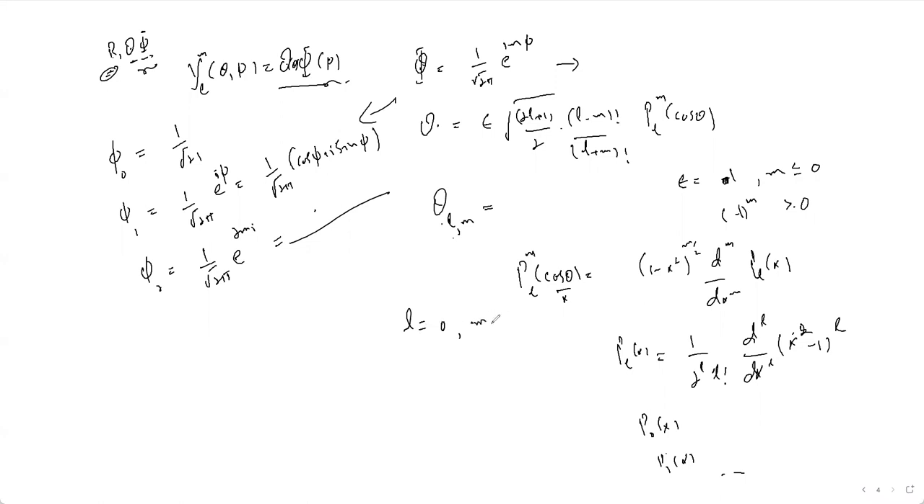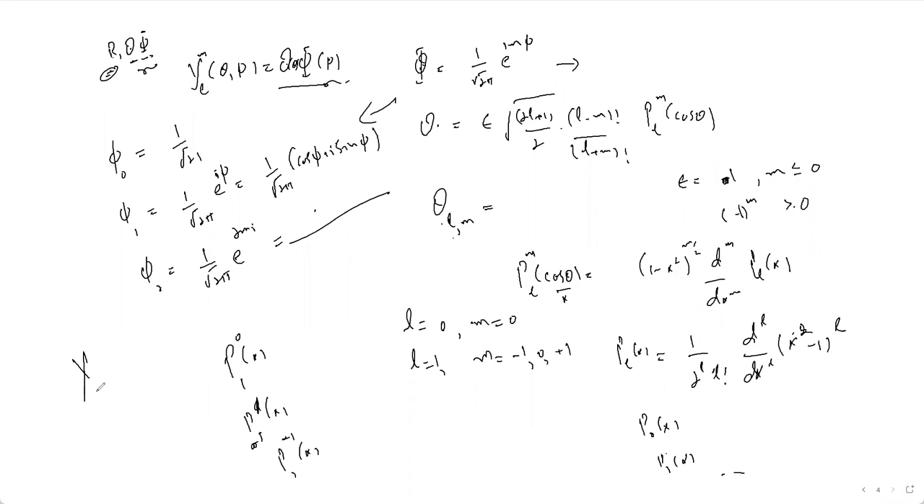For L equal to 0, m can take only one value, that is 0. But when L is equal to 1, m can take three values: m is equal to -1, 0 and +1. So you have to find out P_1^0 of x, P_1^1 of x and P_1^-1 of x. You have to find out all these values. From that, for L equal to 1, we can have three different spherical harmonics.